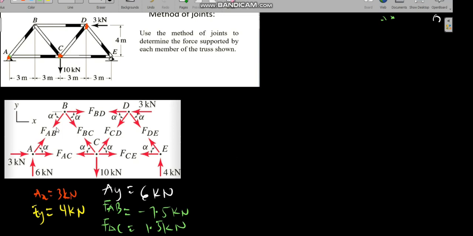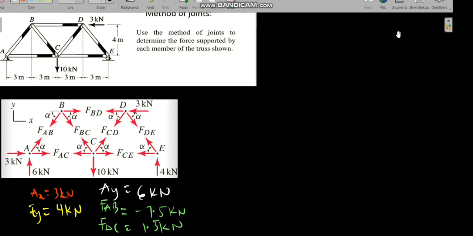Because now you know FAB, the only unknowns here will be FBC and FBD. So you can focus on joint B. Go ahead and draw joint B, so the point B has one component in this direction, one in this direction, and then one also in this direction.